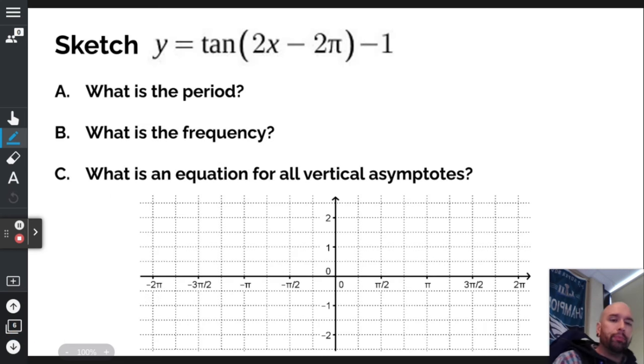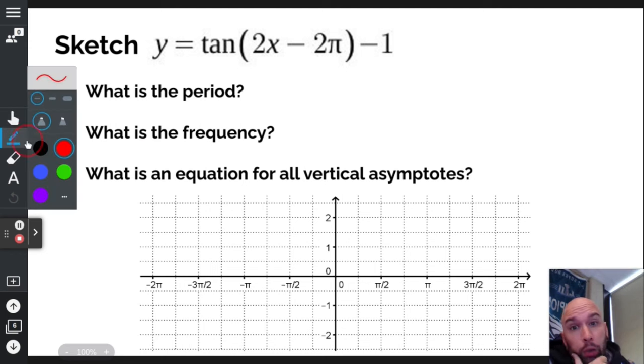All right. Let's see. Let me move my face. All right. So we're going to start out with a very not fun looking tangent graph. And then we're going to graph it. All right, let's move my face, like I said, although I'm not sure if I need to. No, I don't need to. I'm good. What is the period?